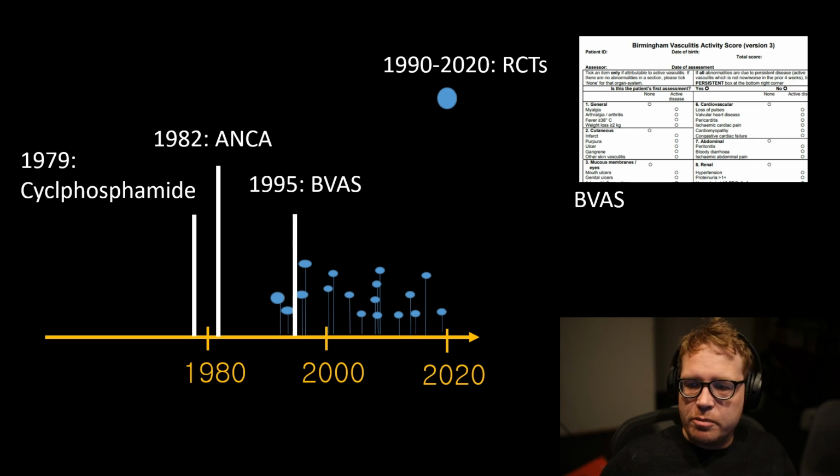This slide shows the major discoveries about the AAV in the last 40 years. In 1995, the Birmingham Vasculitis Activity Score, or BVAS, was introduced. It is a continuous measure of disease activity, but in reality a checklist of various vasculitic disease manifestations where higher number of manifestations present results in a higher score. In reality, BVAS is almost always reduced to a dichotomous outcome for the purpose of endpoint in clinical trials.